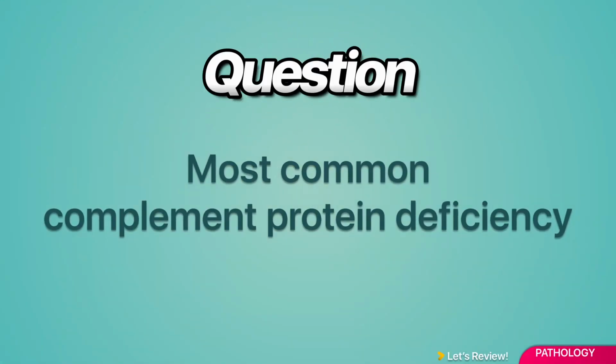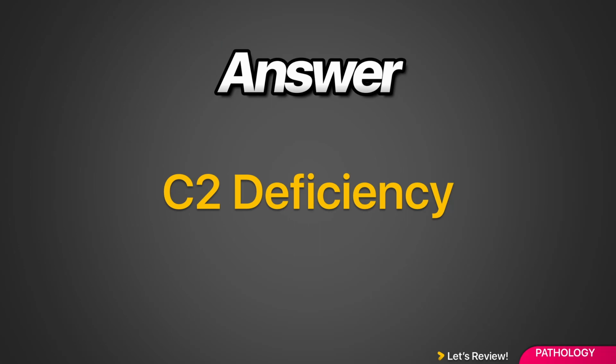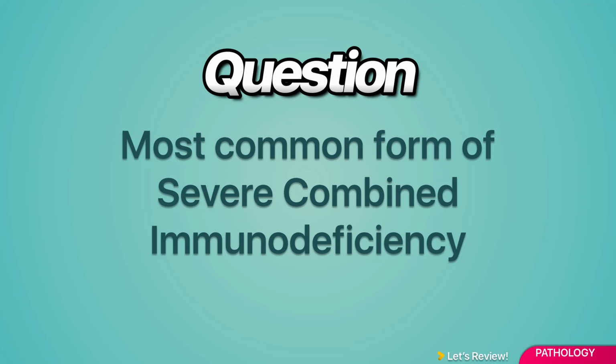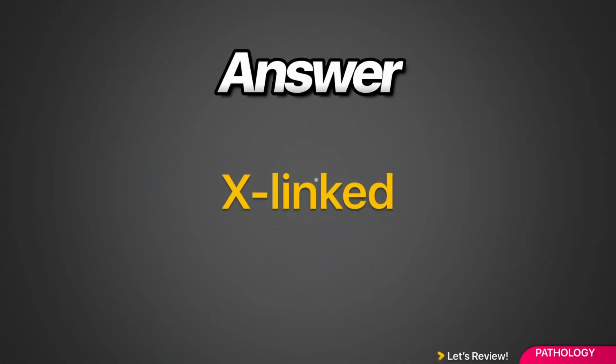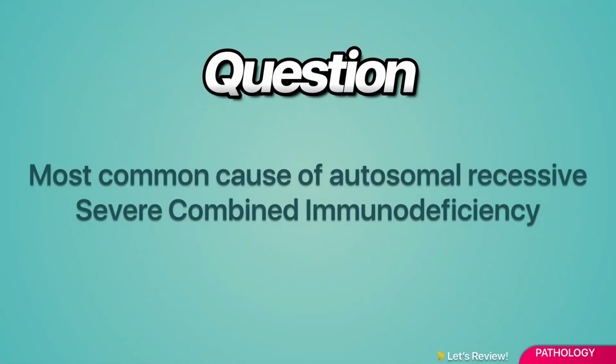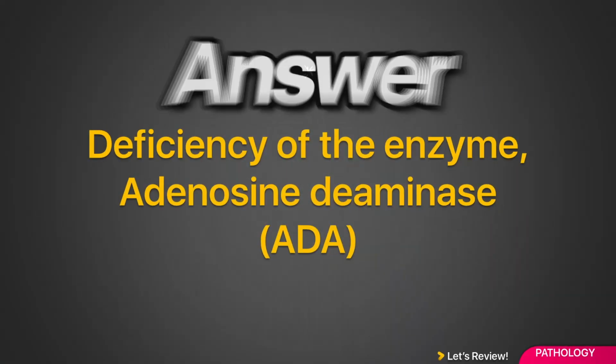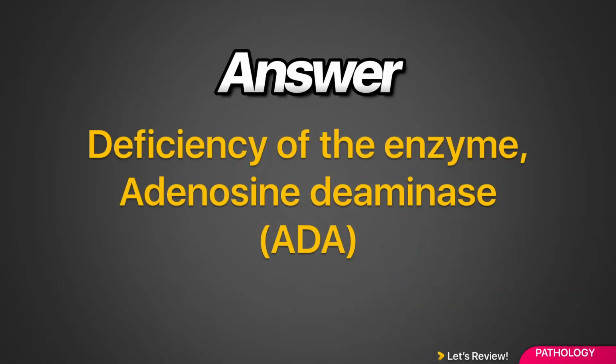Most common complement protein deficiency. C2 deficiency. Most common form of severe combined immunodeficiency. X-linked. Most common cause of autosomal recessive severe combined immunodeficiency. Deficiency of the enzyme adenosine deaminase.